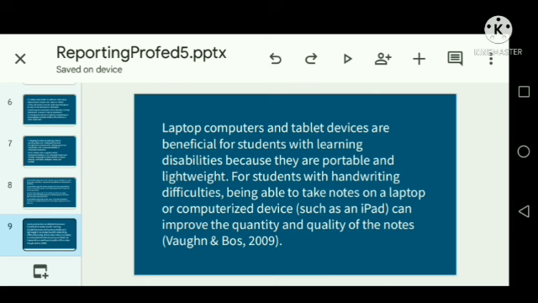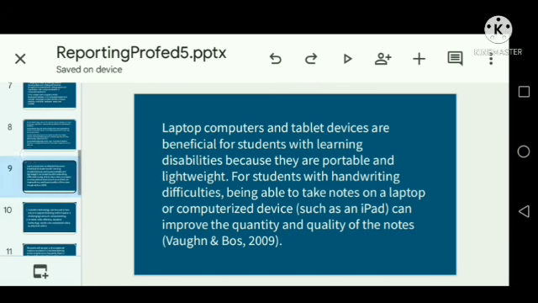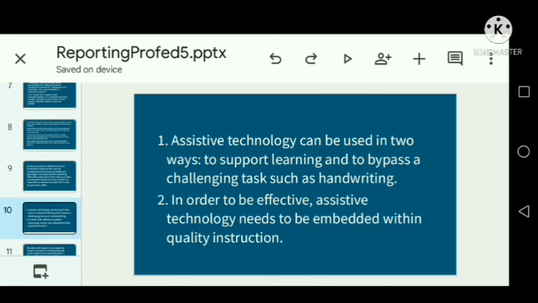Okay? The next one is assistive technology can be used in two ways. Okay? Support learning and bypass challenging tasks such as writing. Okay? In order to be effective, assistive technology needs to be embedded within quality instruction. So naagid ni siya, mag-uban gini sila ang kuan aron nga mas kanang mahatagan gyud ma-address ang needs gyud sa mga bata nga naay disabilities.